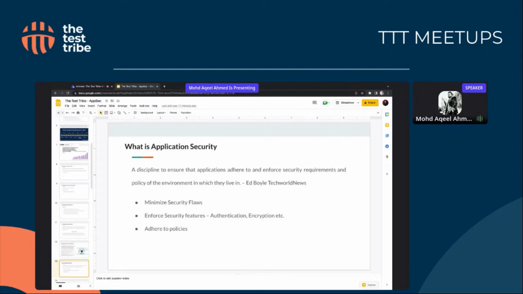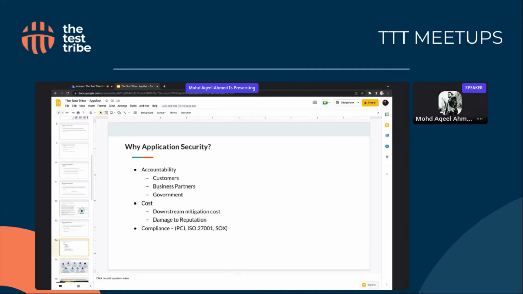And we have the security features and security controls such as authentication, encryption, authorization controls. We will have privilege escalation things, and we will have security policies. All of these things will be under application security.